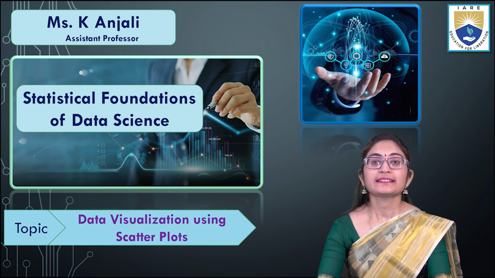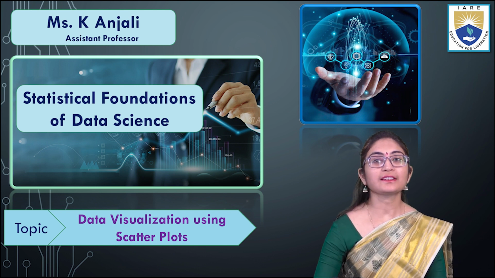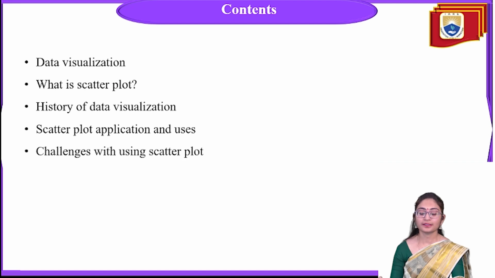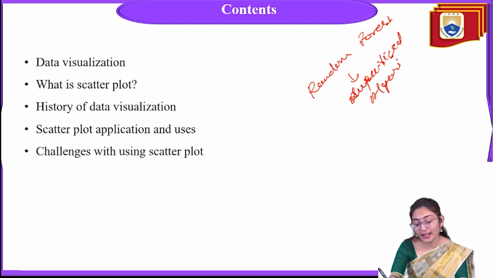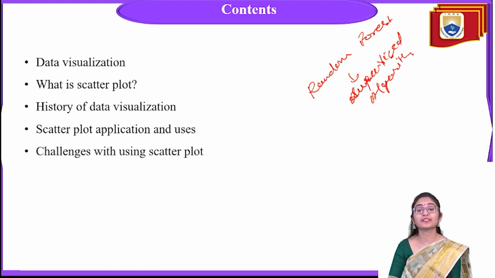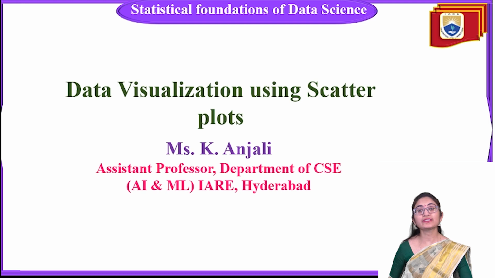Today our topic is data visualization using scatter plot. In the previous class, we saw random forest. In random forest, we generally use a supervised algorithm, where we train our model and then give the data for classification and regression. On that basis, we also saw how to ensemble our data using bagging and boosting. But today we are seeing data visualization using the scatter plot.